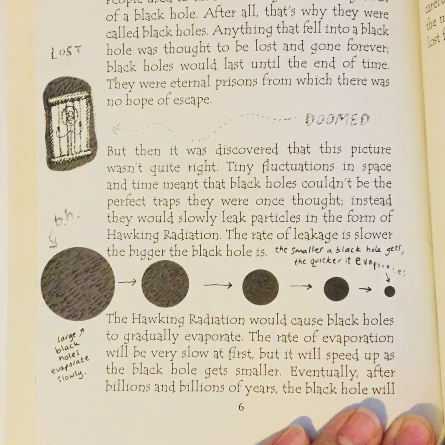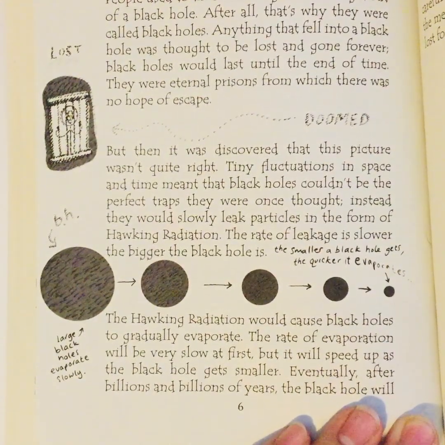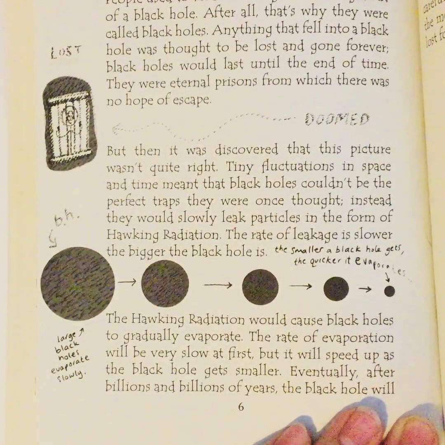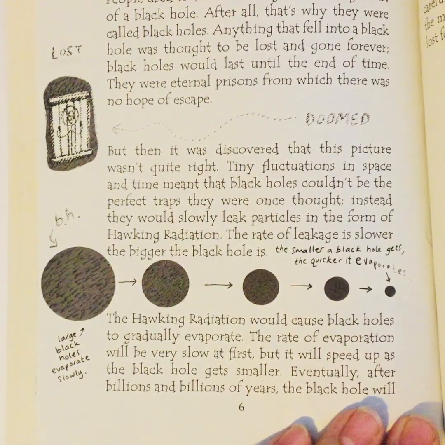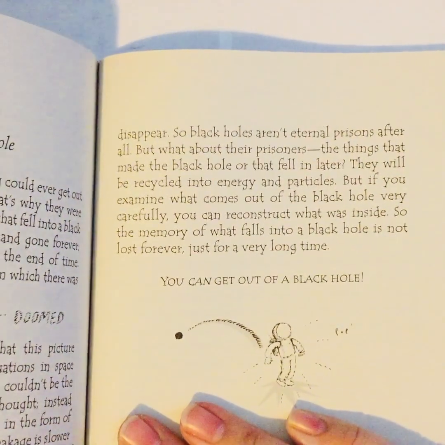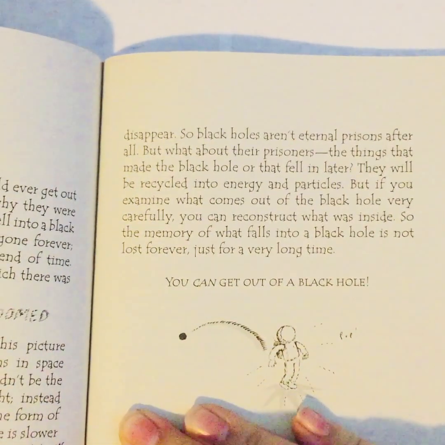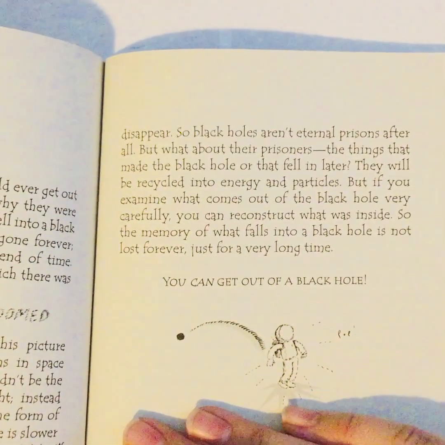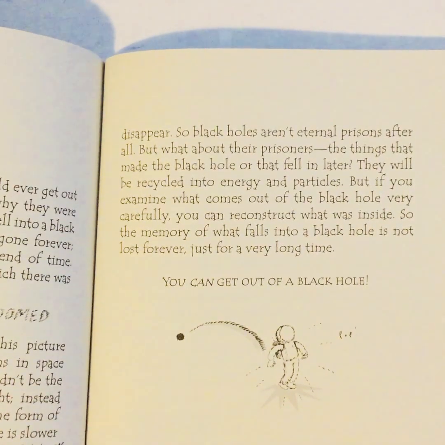The rate of evaporation will be very slow at first, but it will speed up as the black hole gets smaller. Eventually, after billions and billions of years, the black hole will disappear. So black holes aren't eternal prisons after all. But what about their prisoners? The things that made the black hole or that fell in later?